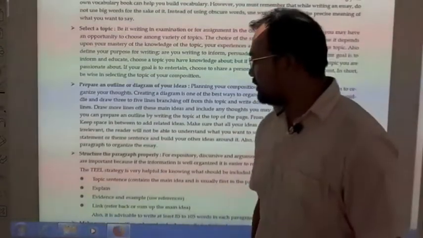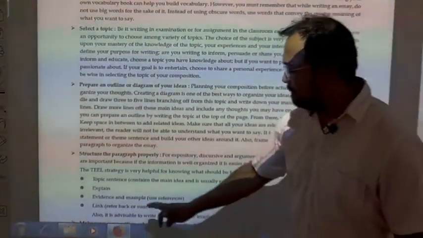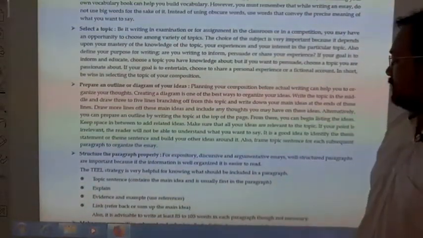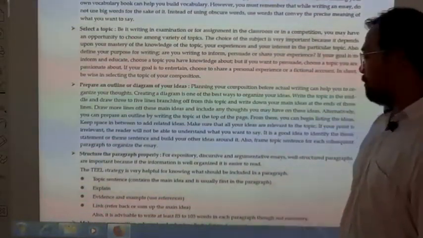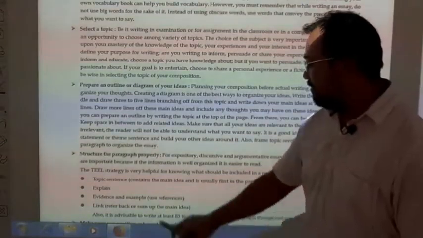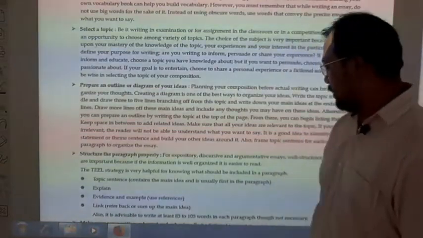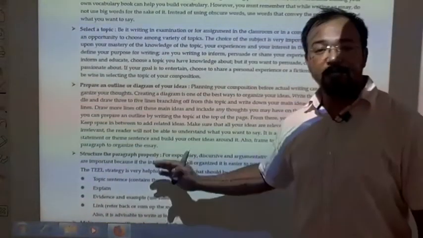Now some strategies are there to follow for such paragraph writing. First, the topic sentence contains the main idea and is usually first in the paragraph. Explain evidence and example, use reference, link some ideas, okay, which is a benefit in writing such essays.